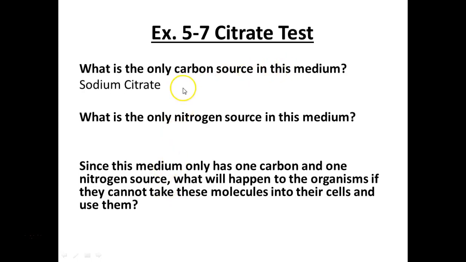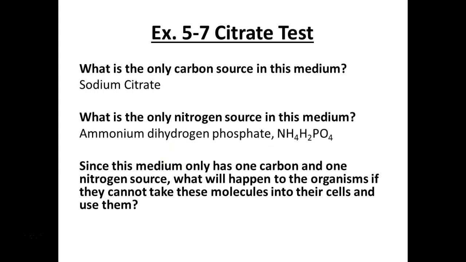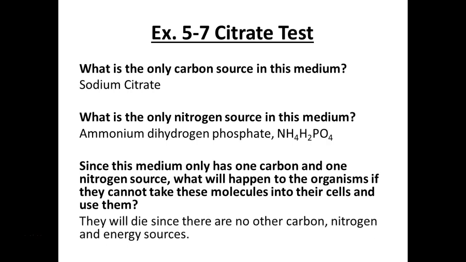So what's the carbon source? Remember, we always have to give them carbon and nitrogen. The carbon source in this case is the citrate. And we always have to give them a nitrogen source. The nitrogen source is ammonium dihydrogen phosphate. So again, notice the nitrogen source there. Since this media only has 1 carbon and 1 nitrogen, what happens to the organisms if they cannot take in the citrate to use as a carbon source? They die. This is an evil test.